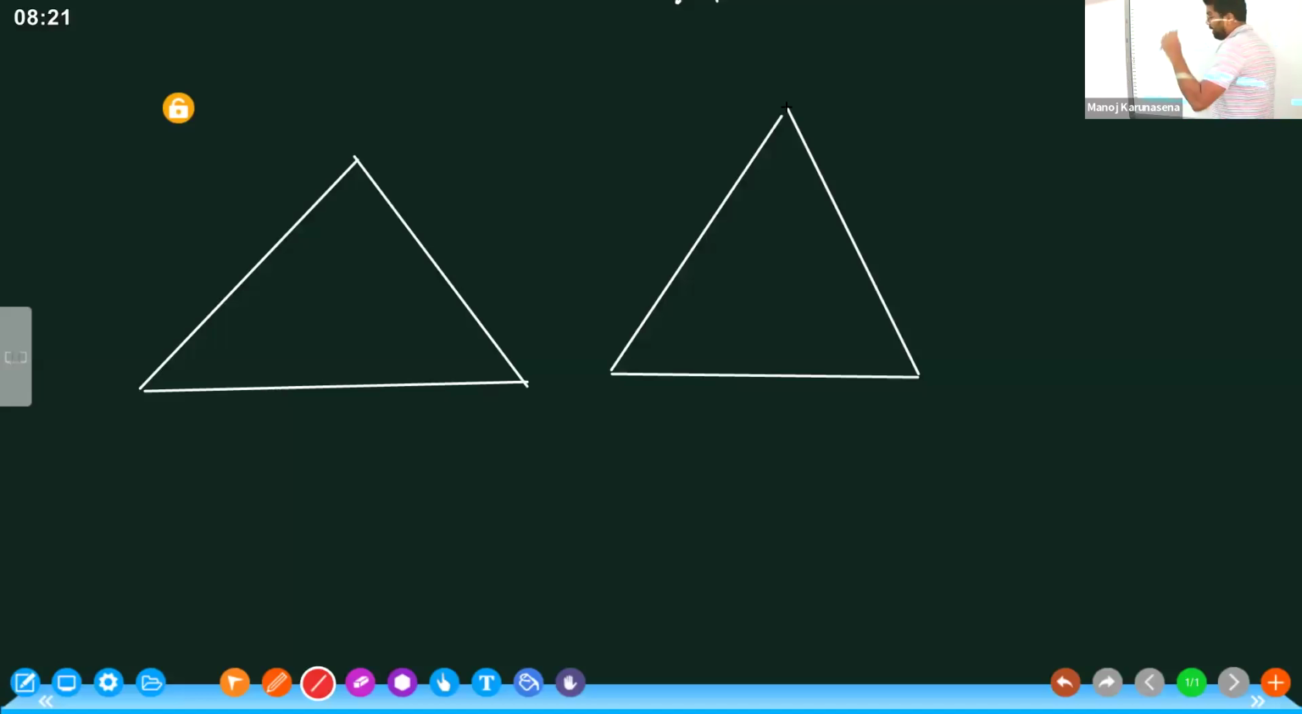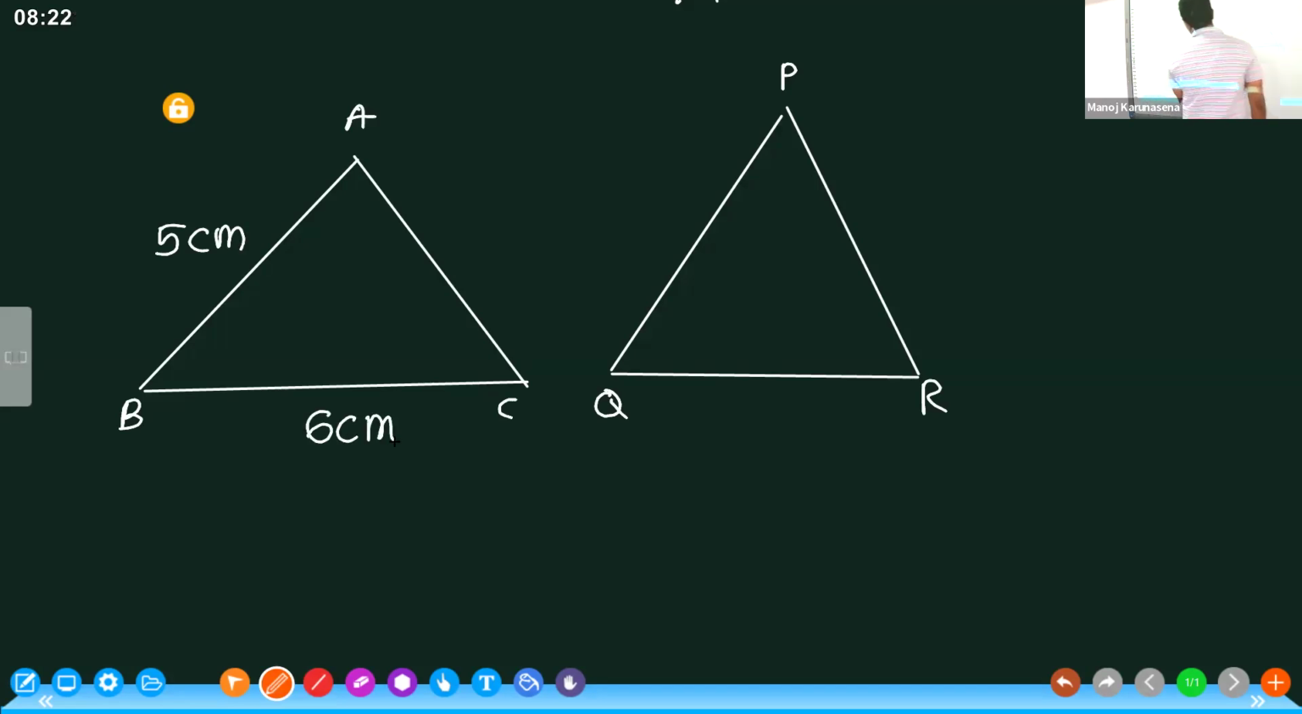Right. Okay. Let's consider the name of this triangle. I'm considering it as triangle ABC. The name of this triangle, let's say, is triangle PQR. For example, let me consider this side as 5 centimeters, this side as 6 centimeters, this side as, let's say, 7 centimeters. In triangle PQR, this side is 5 centimeters, this side is 6 centimeters, this side is 7 centimeters.